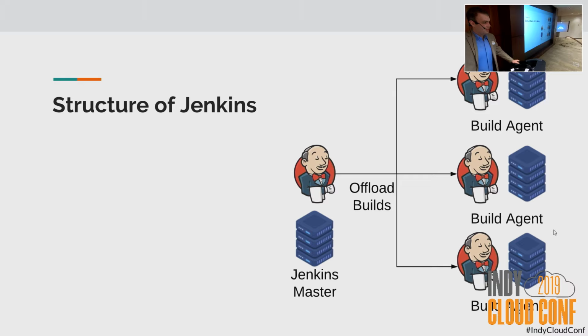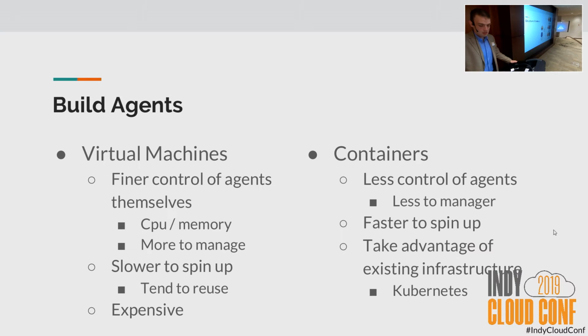Who's here familiar with Jenkins? Good portion. For any of us that aren't, it's really just there's a master machine that offloads builds to other machines to do the actual work. In the old days, this was a physical machine. In our new world in the cloud, we have a couple options. We can have virtual machines be our build agents, or we could even use containers themselves.